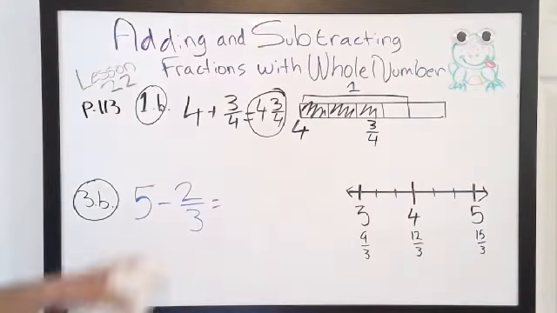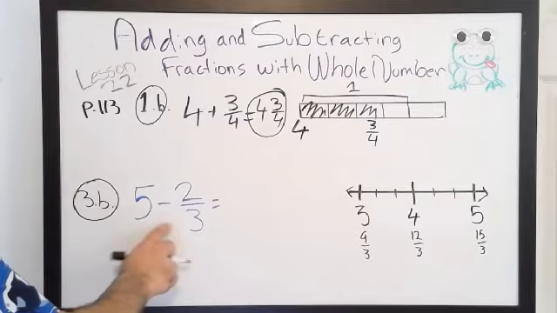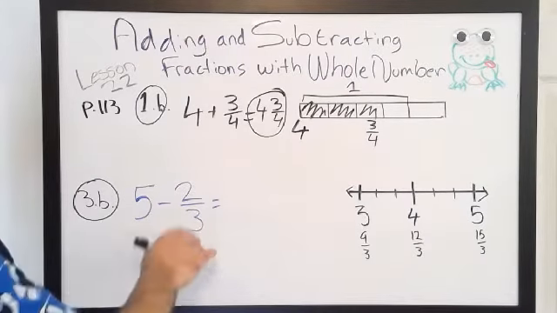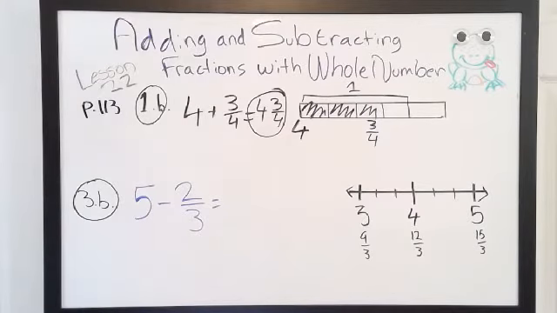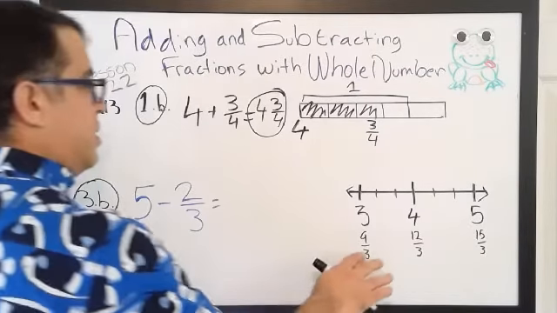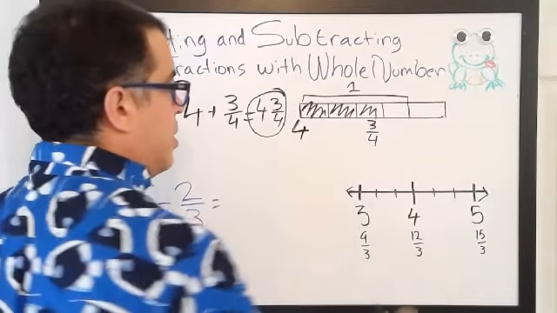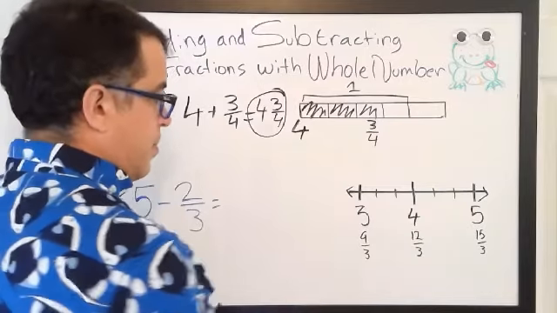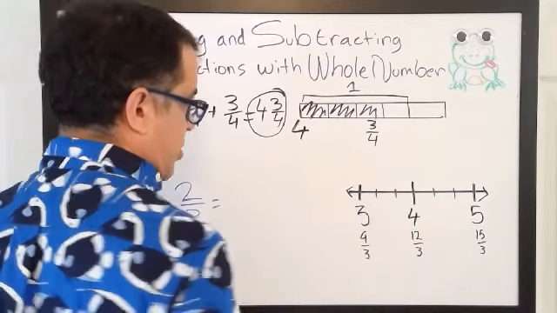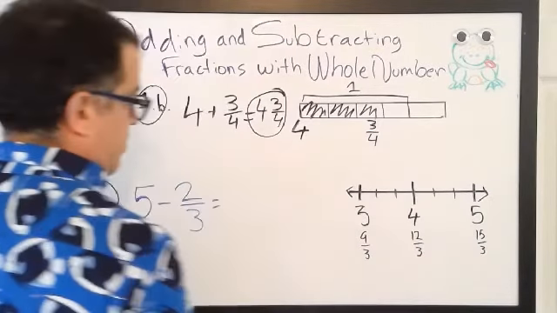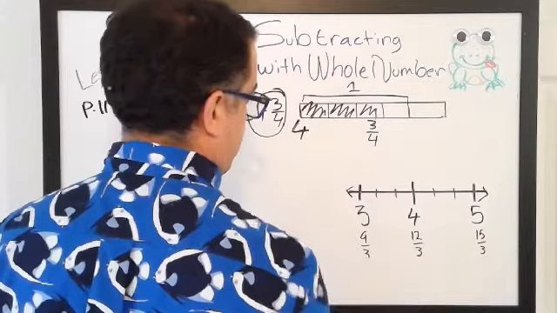All right, let's move to the more important problem down here. 5 minus 2/3. Okay, what is essential here is that we have a fraction that we can take 2/3 away from. All right, on the number line, here's what I did. I gave you 3 whole numbers, which also equals 9/3. 4 whole numbers, 4 times 3 is 12, so that's 12/3. And then five whole numbers, that is 5 times 3, that's 15 over 3. Look at how these also represent division as well.